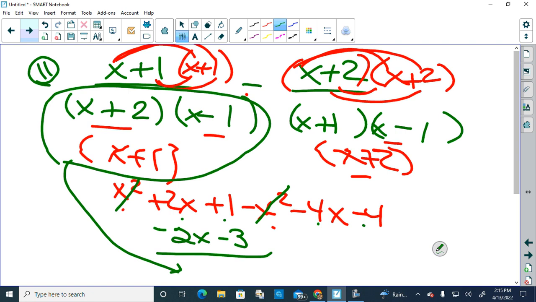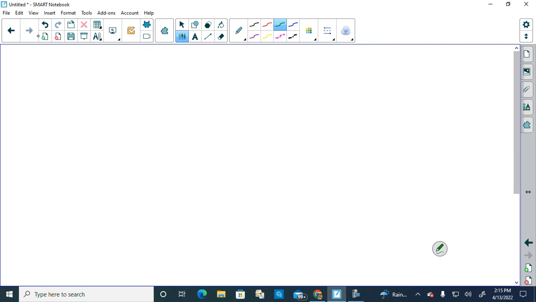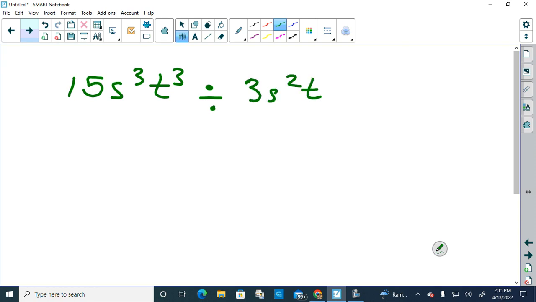Okay, any others? 19. Okay, 19 is 15 s to the third t to the third divided by 3 s to the second t to the third over 40. So keep, change, flip. That's a 3.